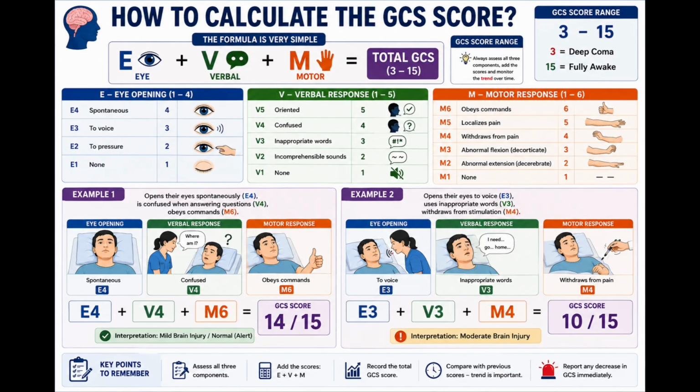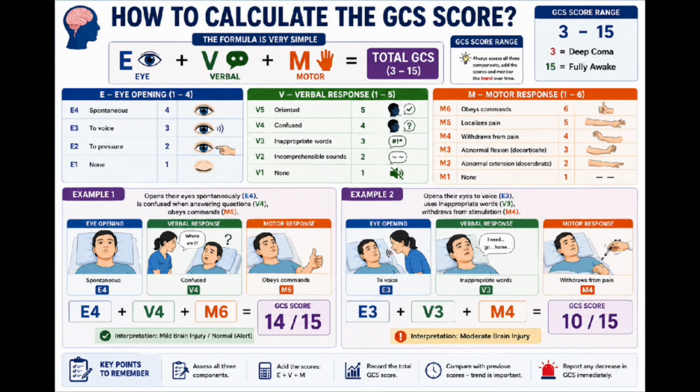Here is another example. Suppose the patient opens their eyes to voice, E3, uses inappropriate words, V3, and withdraws from stimulation, M4. So, E3 plus V3 plus M4 equals GCS 10/15. But there is one important documentation point here. Instead of documenting only GCS 10, it is much more informative to document GCS 10/15, E3, V3, M4. This tells the healthcare team exactly how the patient responded in each component.